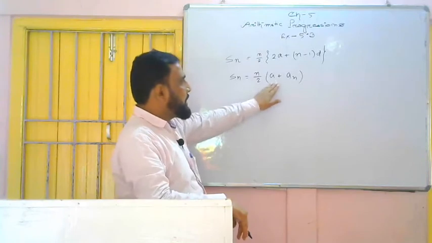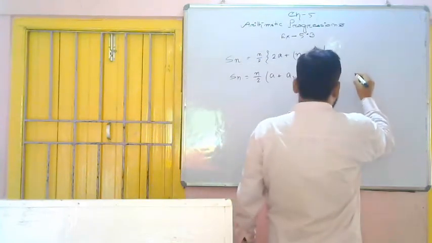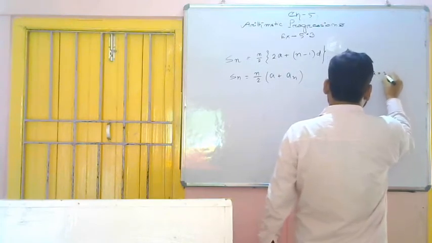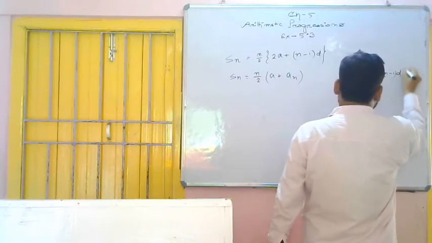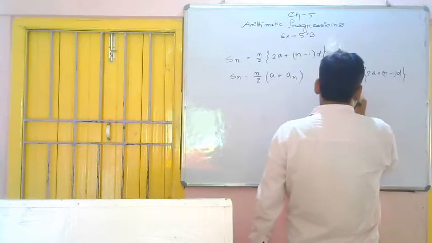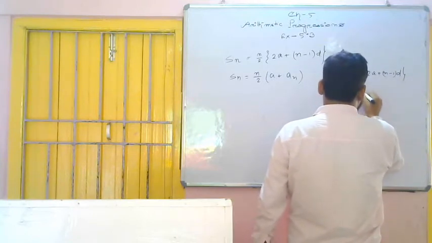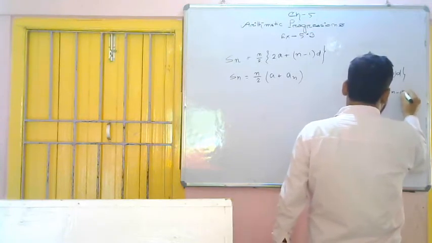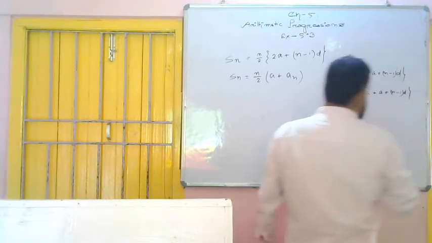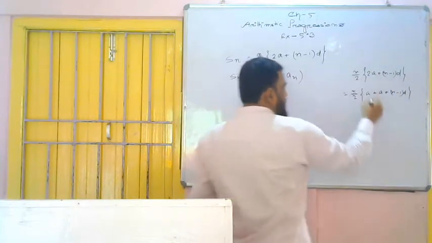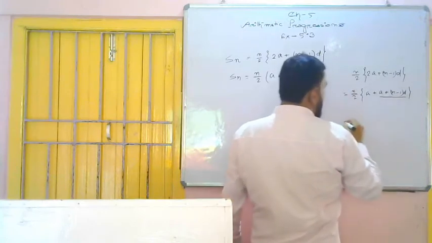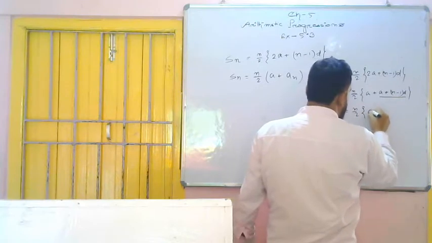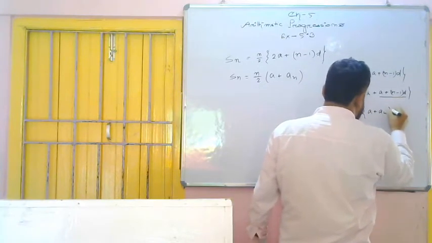Okay, how did this a plus an come about? You see, n by 2 into twice a plus n minus 1 into d. If you derive it, n by 2 into a plus, and a plus n minus 1 into d is already an, so we can write n by 2 into a plus an.